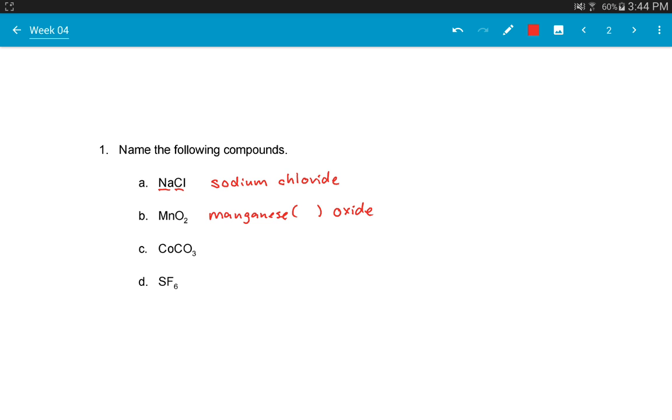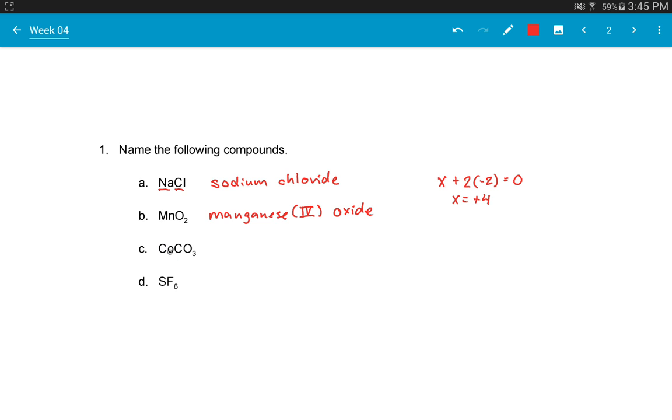And now I need to figure out the charge on the manganese. So I have just one manganese, so I'll just call it X. I don't know what the charge is, so I'll leave it as an unknown. And I have two of the oxygens, which each have a -2 charge. They're 2 away from the nearest noble gas. And for a stable compound, we need to have this equal to 0. So if I solve, X equals +4. So this would be manganese(IV) oxide.